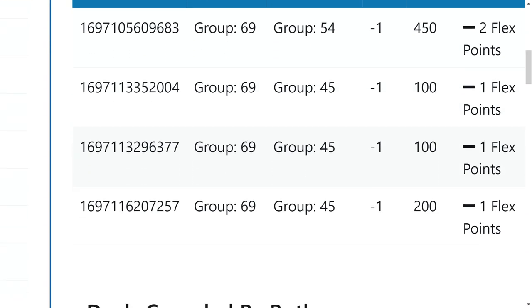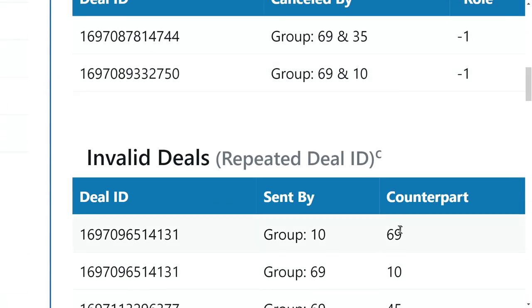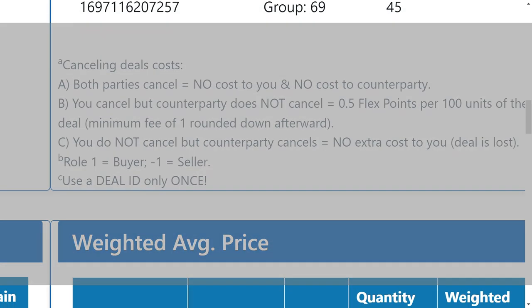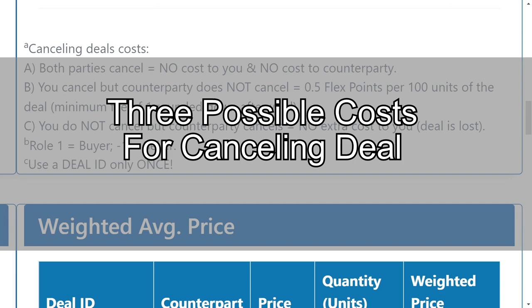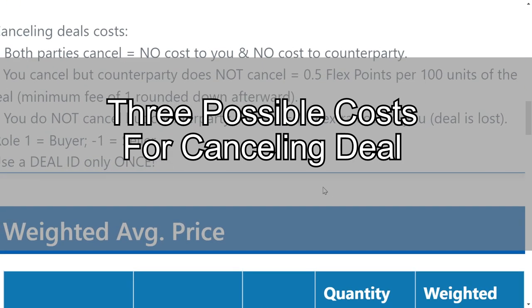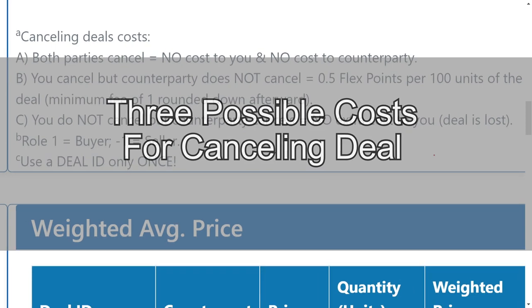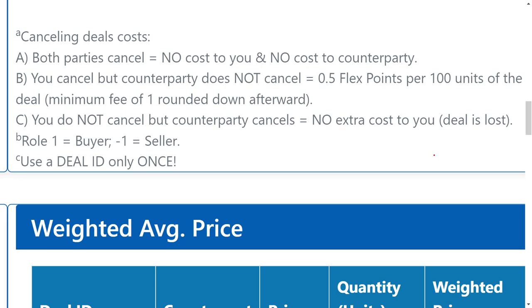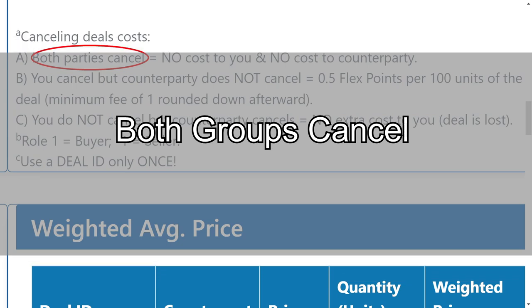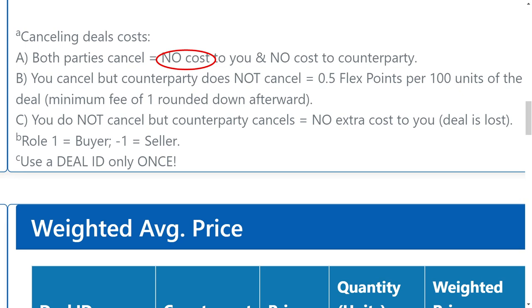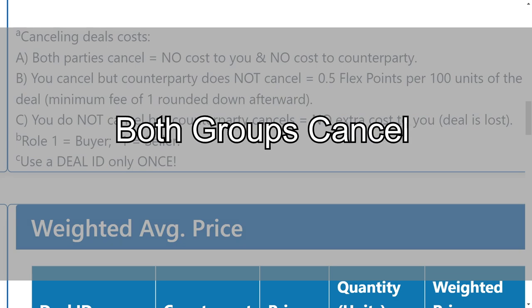Well, if you scroll down here, you can see the cost is explained. So let me go over the cost with you. It's pretty easy to understand, but you need to take it step by step. When we look at the possible cost, the first case is the easy case, and that is both groups cancel. If both groups cancel, there's going to be no cost. You pay no cost, the other group pays no cost, the deal is just gone, canceled, everything is good.